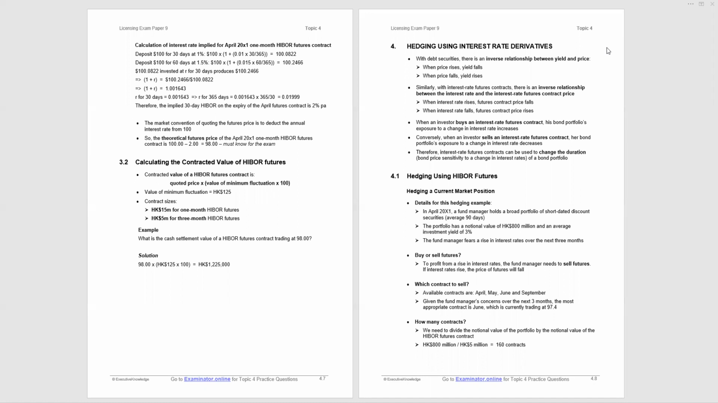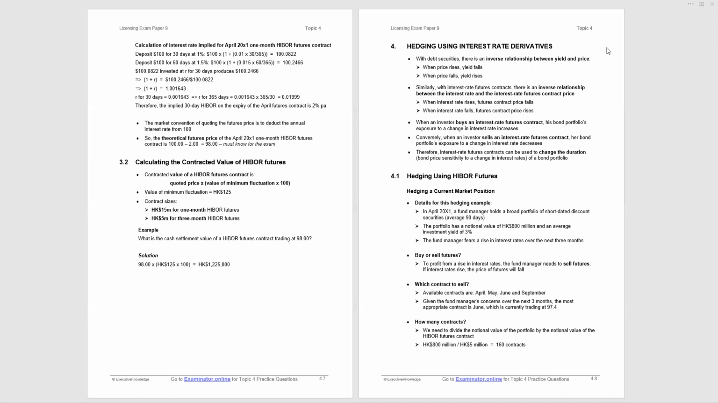When interest rate rises, futures contract price falls, and you can see that from the pricing mechanism, 100 minus the interest rate. And when interest rate falls, the futures contract price rises. So there is also an inverse relationship between the interest rate and the interest rate futures contract price. And being aware of that can get you to answers very quickly.